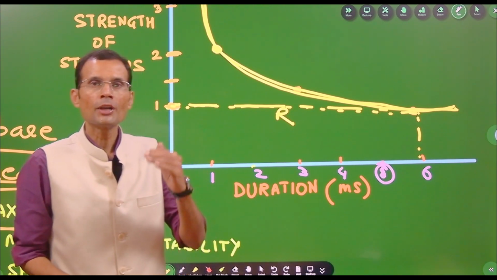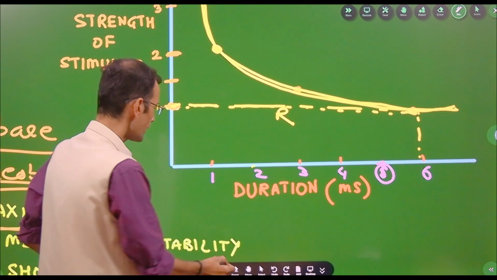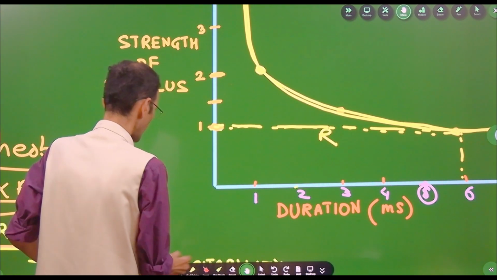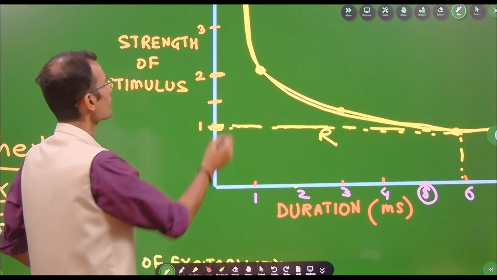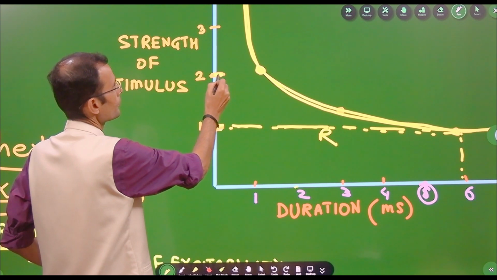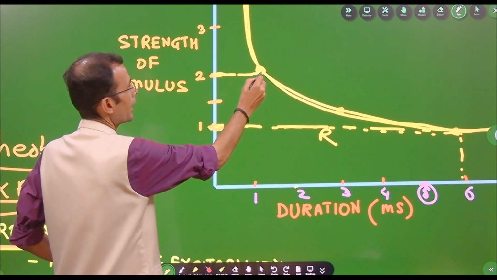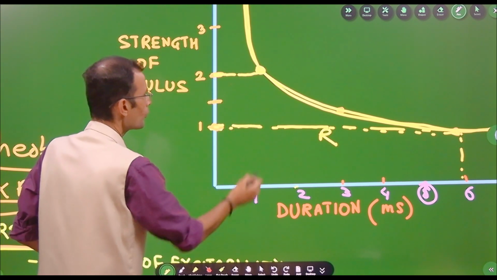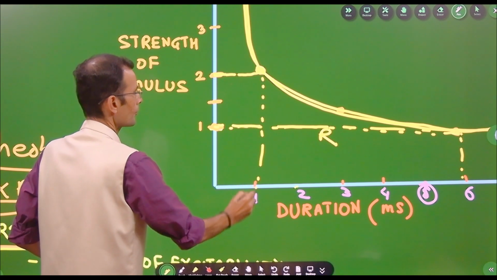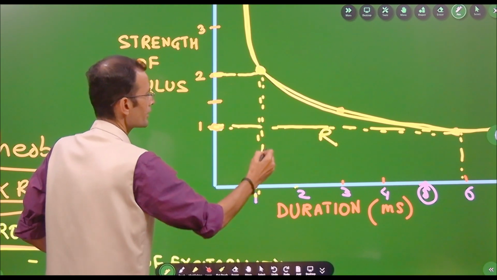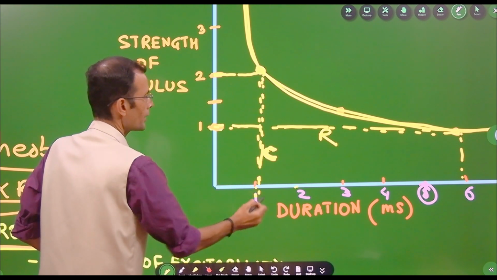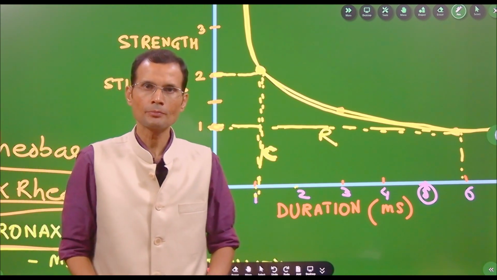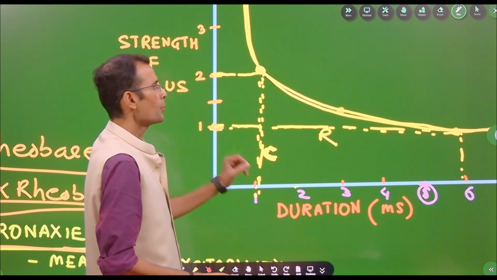Then we applied 2 into rheobase strength stimulus of double the rheobase strength. Here, this is the stimulus strength, we applied it, and how much time tissue took to excite? 1 millisecond. Okay, so this is the chronaxie. 1 millisecond, that's the chronaxie. Okay, so rheobase and chronaxie.